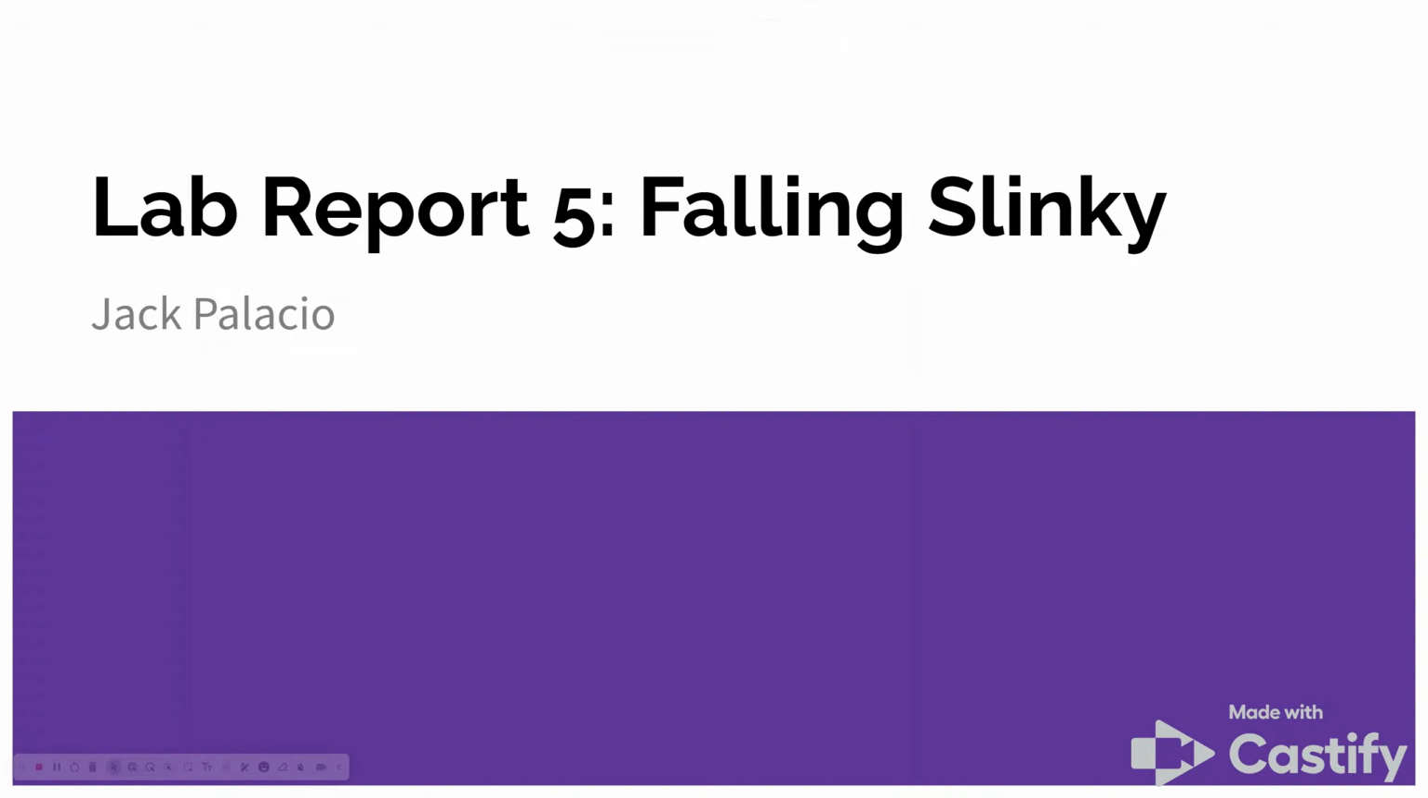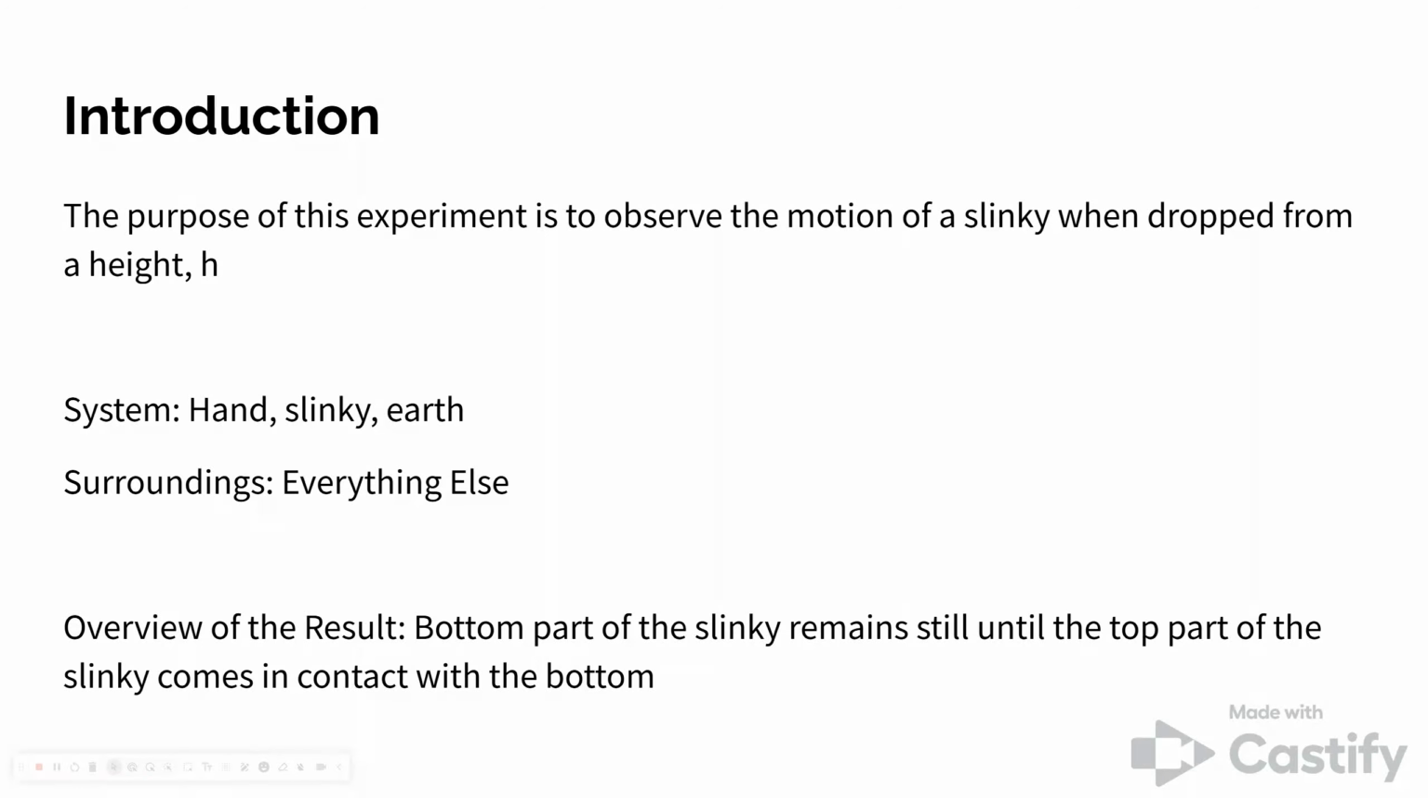This is Lab Report 5, Falling Slinky by Jack Palacio. So, an introduction to this lab. The purpose of the experiment is to observe the motion of a slinky when dropped from a height h. The system is the slinky, the hand that holds the slinky, and the earth, and the surroundings is everything else.